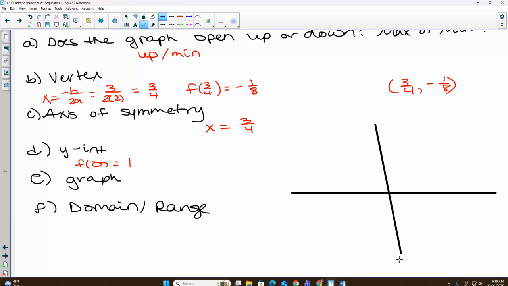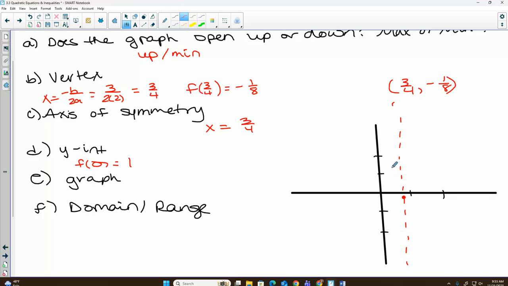Okay, then if I ask for the graph, we didn't find all this stuff for fun. I'm asking you to plot everything you just found on your graph. So, my vertex is at 3/4, -1/8. We draw the axis of symmetry as a dashed line.